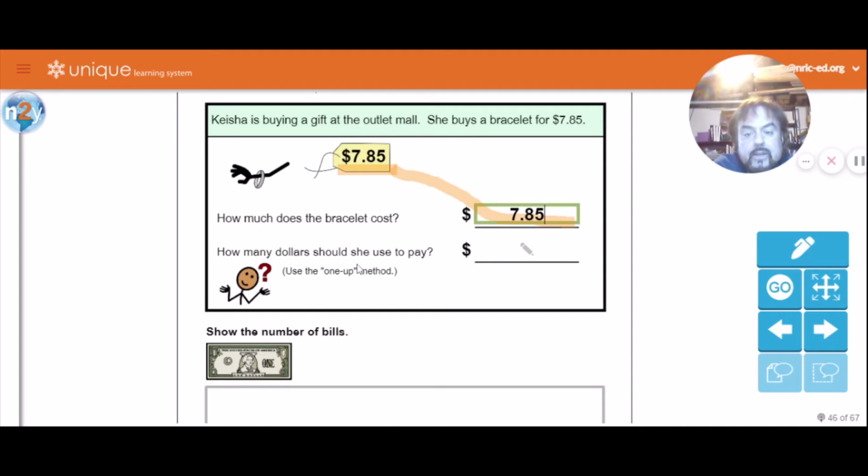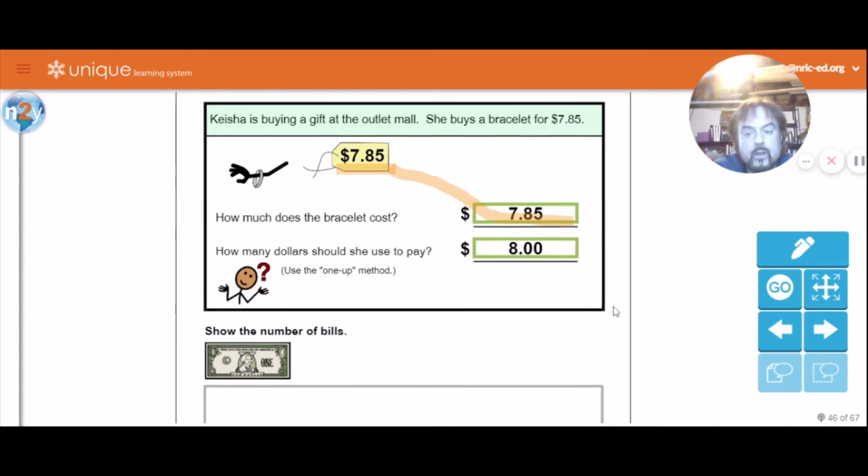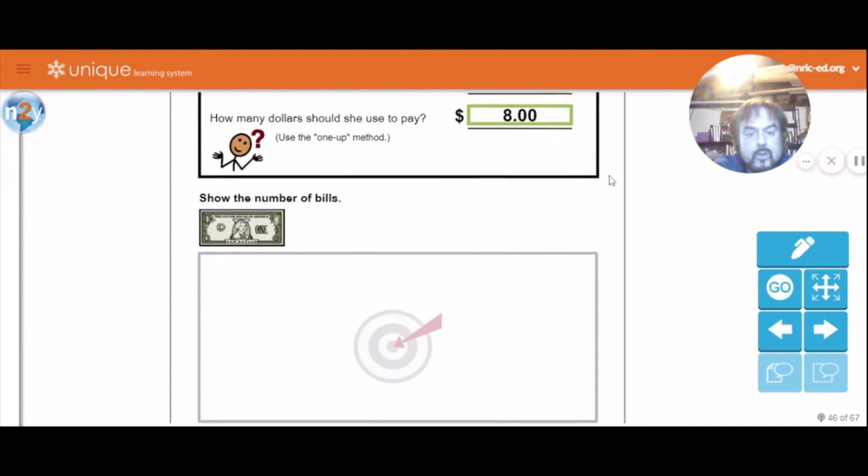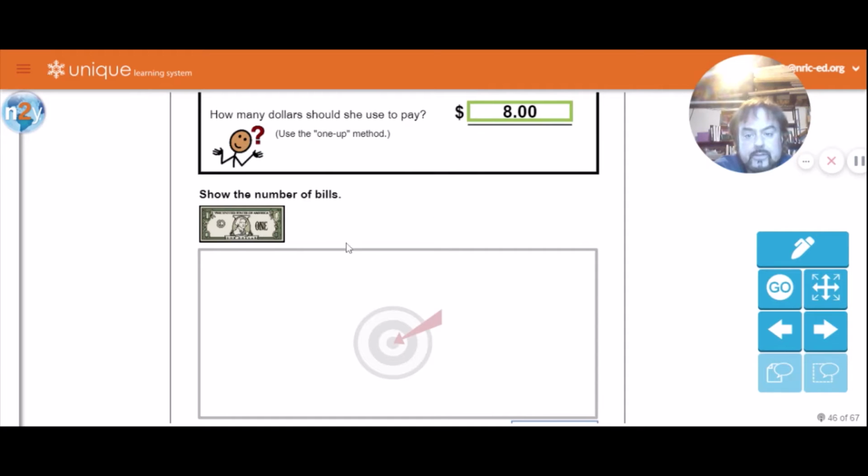All right. How many dollars should she use to pay? She needs to use 1, 2, 3, 4, 5, 6, 7, and then one more dollar, 8, for the 85 cents. So she's going to pay $8 and get 15 cents back. All right, now we shall go below and make our $8.